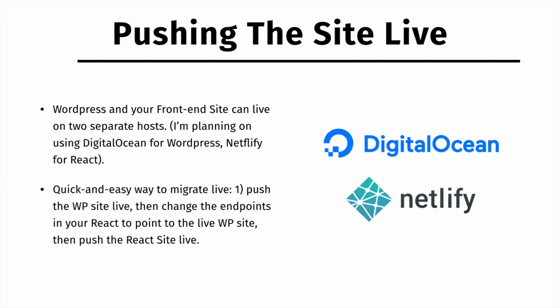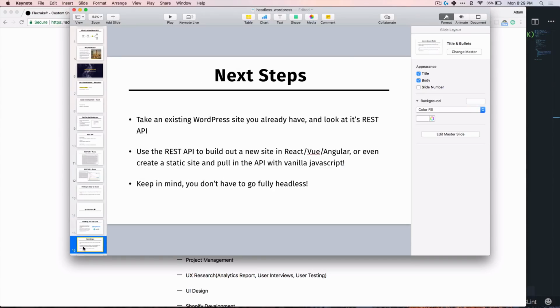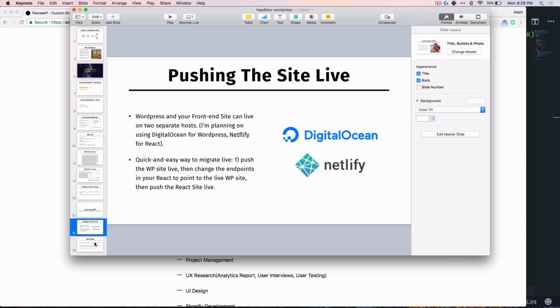And how you migrate it from local to live is first I would push your WordPress site live, and whatever domain you have for that site, that's what you would change your endpoints to on your React site, and then you push that live. It's fairly easy and straightforward. And the cool thing is, since you're decoupling this, your site won't break with WordPress updates. So that's the best thing, yeah.